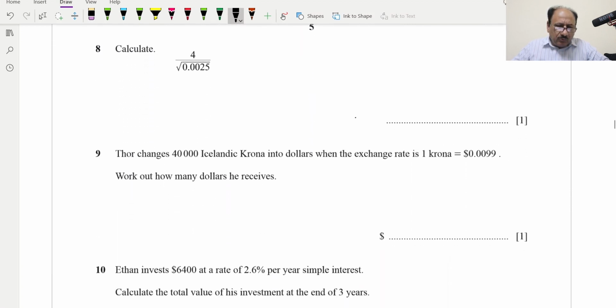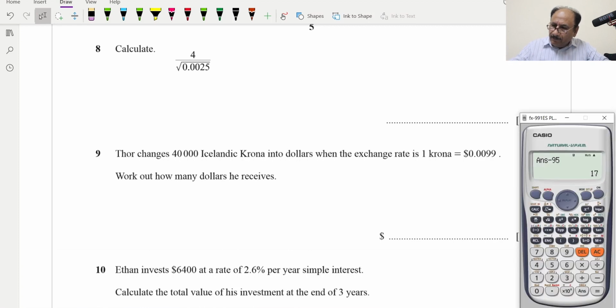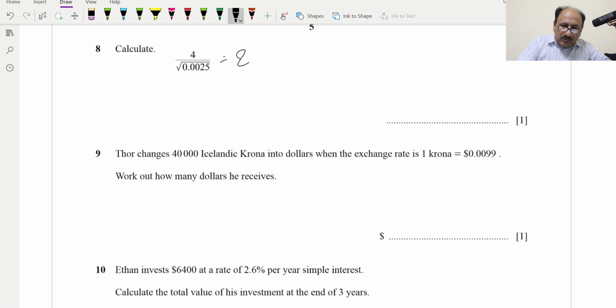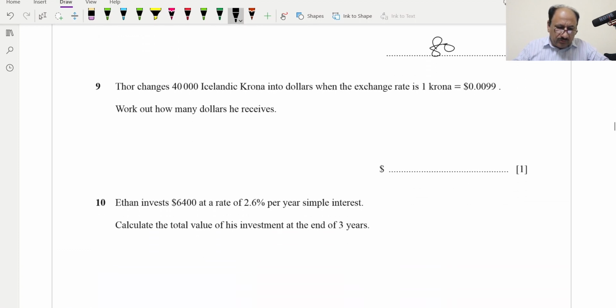Then we have to calculate this number, and we can use the calculator for this. This is 4 divided by the square root of 0.0025, and this will be equal to 80. So we can write this equal to 80. This is a 1-mark question, no working is required for this one.